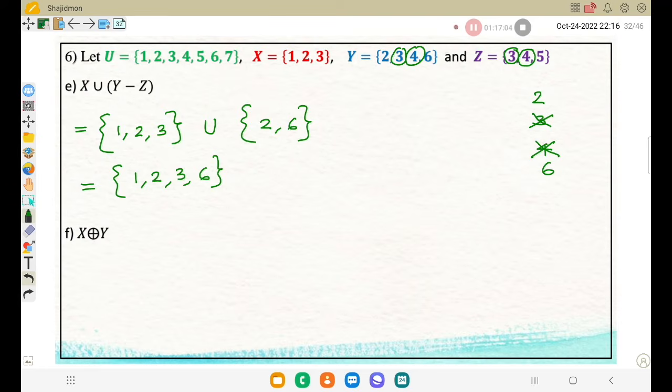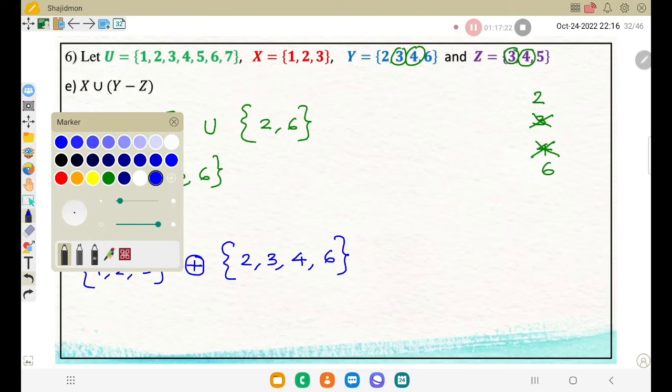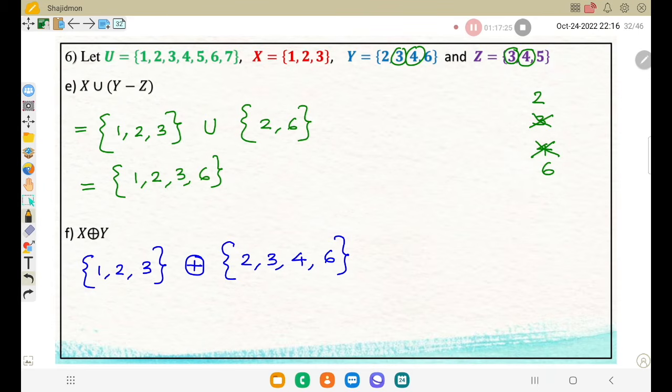Hope you understood. Now X symmetric difference Y. What is the X set? 1, 2, 3. Symmetric difference Y. What is the Y set? 2, 3, 4 and 6. Okay. Now what you do for symmetric difference? Delete the common numbers of these two. For example, what are the common numbers coming? 2 is common, 3 is also common. Delete these numbers. Write all the other numbers together. What are the other numbers?